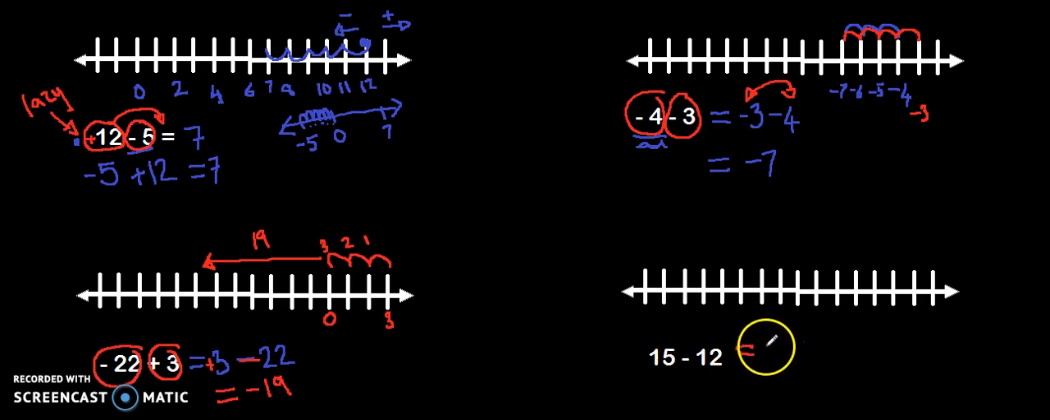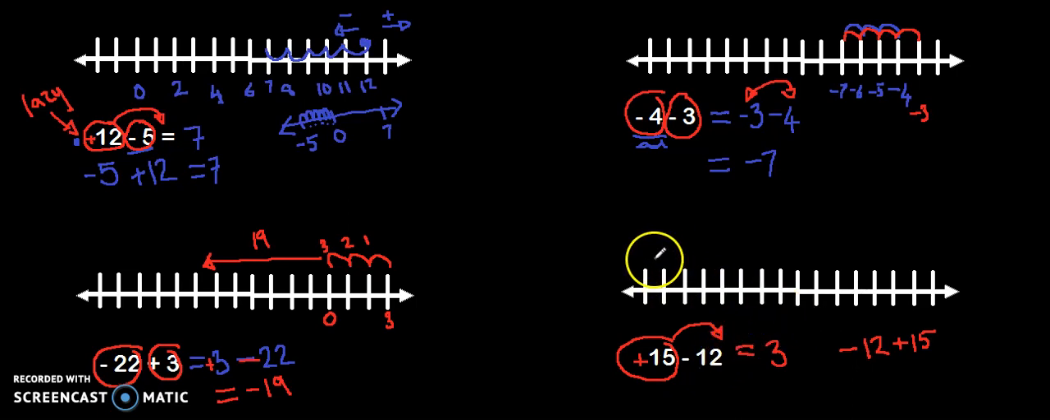Okay, the last one is 15 minus 12. Now let's hope you know what that answer is immediately. It's going to be 3. But what if we wrote it as -12 plus 15? Where did that plus come from? Well, it's automatically a plus in front of 15 because it's automatically positive. So when we move it behind the 12, we take the plus with it.